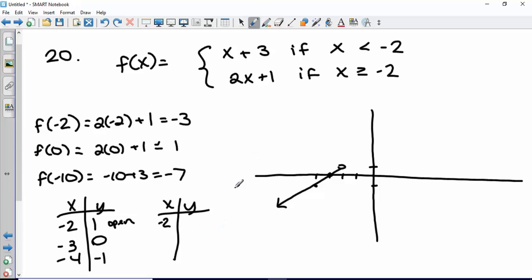Second one, you have to start with -2. It had an equal to, so that one's close. And then I asked you for things greater than that. So maybe a -1 and a 0. So if you put in -2, you get -3. If I put in -1, I get -2 plus 1 is -1. Put in a 0, we get 1. So -2, -3, -1, -1, 0, 1. So it looks like this.